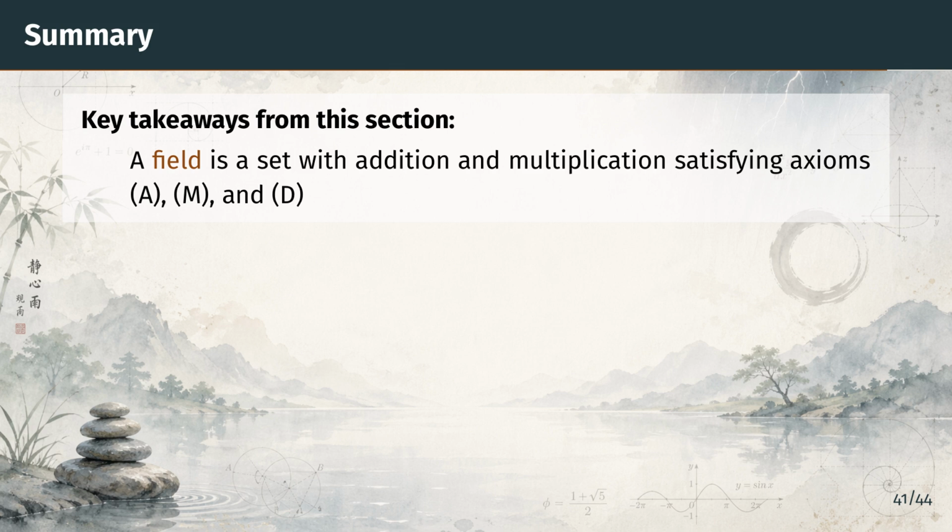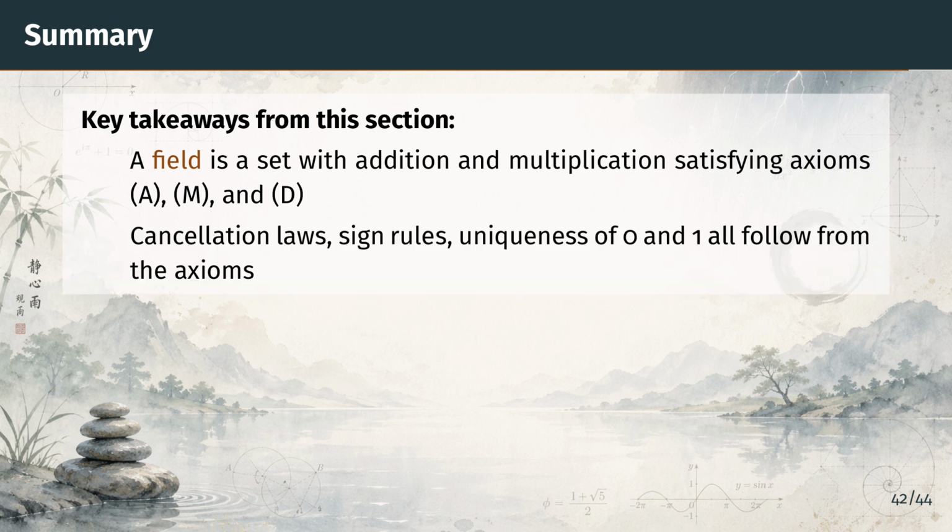A field is a set equipped with addition and multiplication that satisfy 10 axioms plus the distributive law. The addition axioms and multiplication axioms each give the structure of an abelian group, and the distributive law connects them. We proved that familiar algebraic properties, such as cancellation laws, the uniqueness of 0 and 1, and sign rules like negative times negative equals positive, are all consequences of the field axioms. We do not need to reprove them for each specific field.